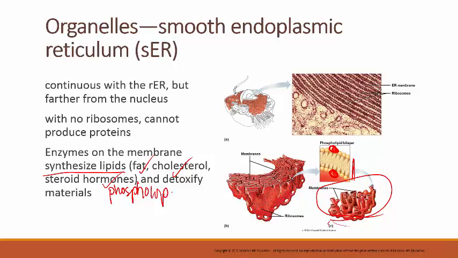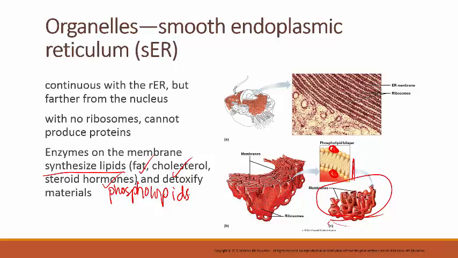Phospholipids. So we can make any kind of lipid depending on the cell. That will determine exactly which kind. But the endoplasmic reticulum would be the place where we would start building them. And it also, the smooth ER, has a role in detoxifying things that are toxic.